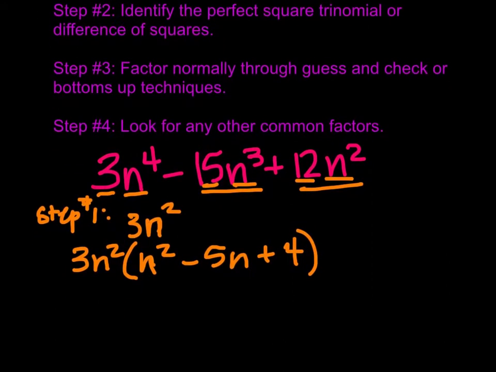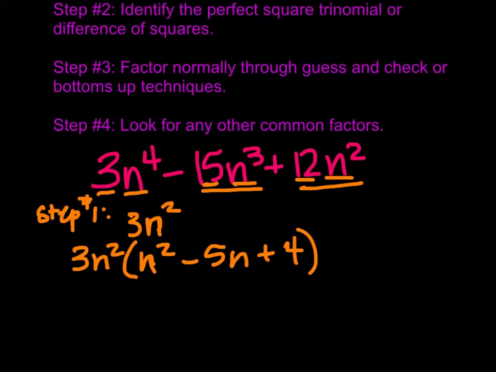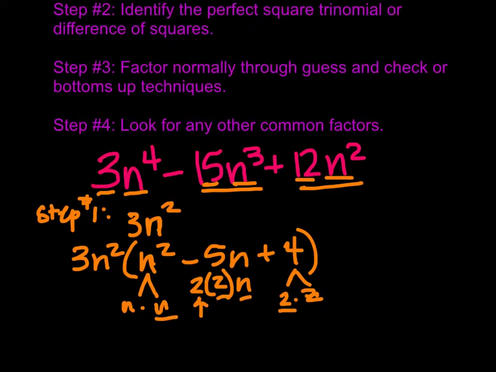Now we need to identify if there's a perfect square trinomial or not. So if we look at this, that can be turned into n times n. This can turn into 2 times 2. And this middle term needs to be 2 times n. So essentially our b term and our a term, b term and a term, multiplied by 2 and 4, that means it should be 4n, and it's not. So step 2 is taken care of, but let's see if we can factor it just with bottoms up.